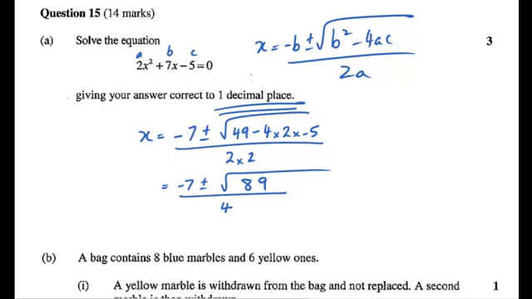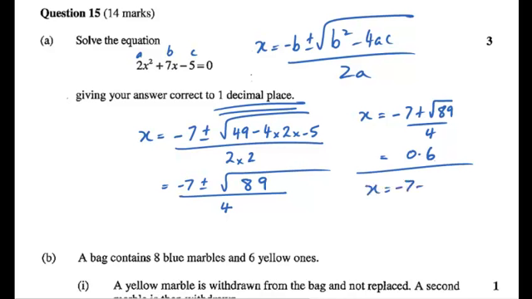Alright, so to get your two answers, remember that you need to enter two things into your calculator. The first thing you need to enter is negative 7 plus root 89, over 4. The answer to that is 0.6. And the second answer is x equals negative 7 minus root 89, all over 4, which gives you negative 4.1. They're your two answers, and also a mark for working and using the formula.